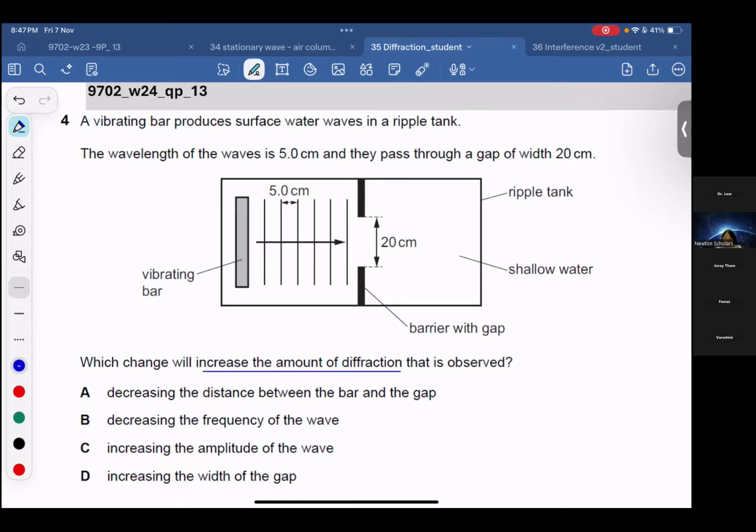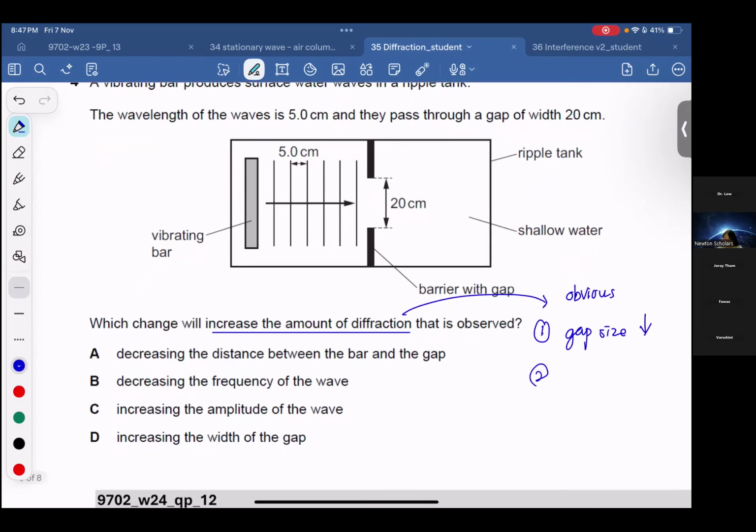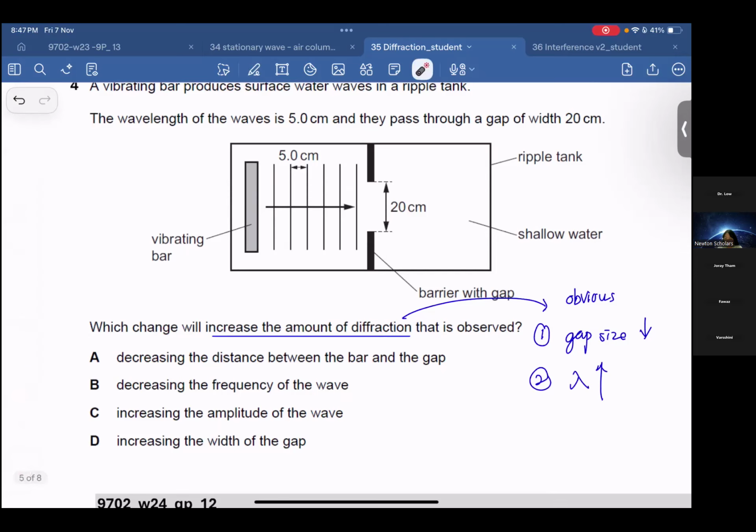For the amount of diffraction to be obvious, just now I told you two ways. Either your gap size becomes small, or your wavelength becomes longer. If the gap size, 20 cm, cannot change, then you change your vibrating bar, change the frequency to produce a longer wavelength. The wavelength must be longer than, or the same size as, the gap size, only then got diffraction effect. So here, our answer should be B.